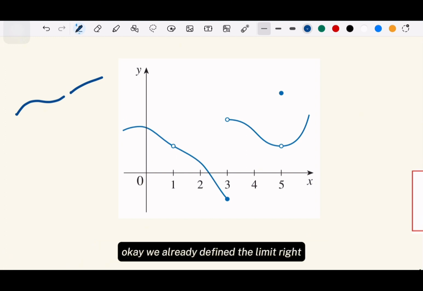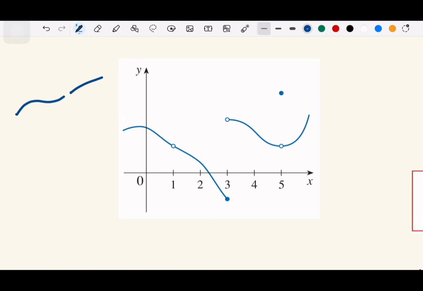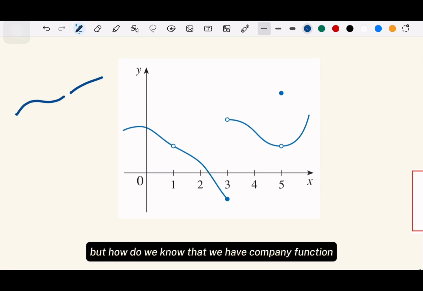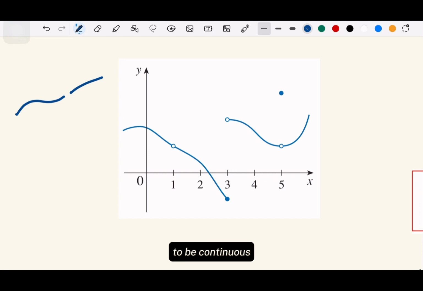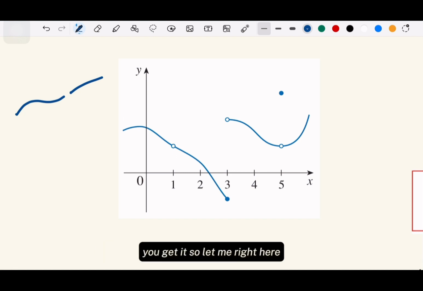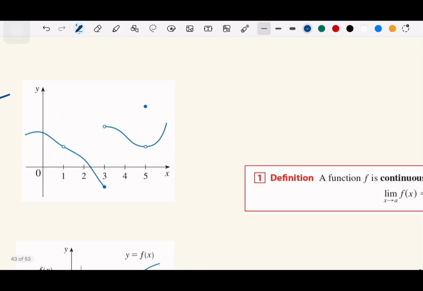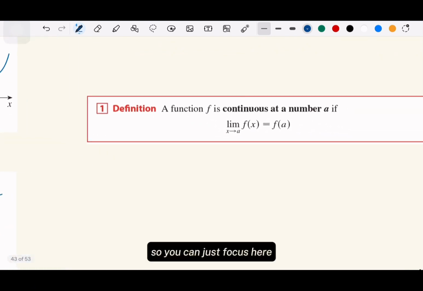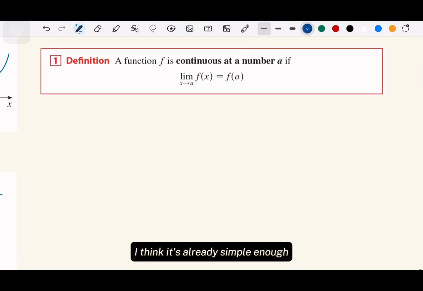We already defined the limit, right? So we can find this limit from the left and from the right. But how do we know that we have a continuous function? To be continuous, this hole, for example, should be a point, right? We need to construct some point here to make it a function. It means that the limit needs to be equal to the function at that point. You get it? So let me write here. I think you can just focus here. I think it's already simple enough.